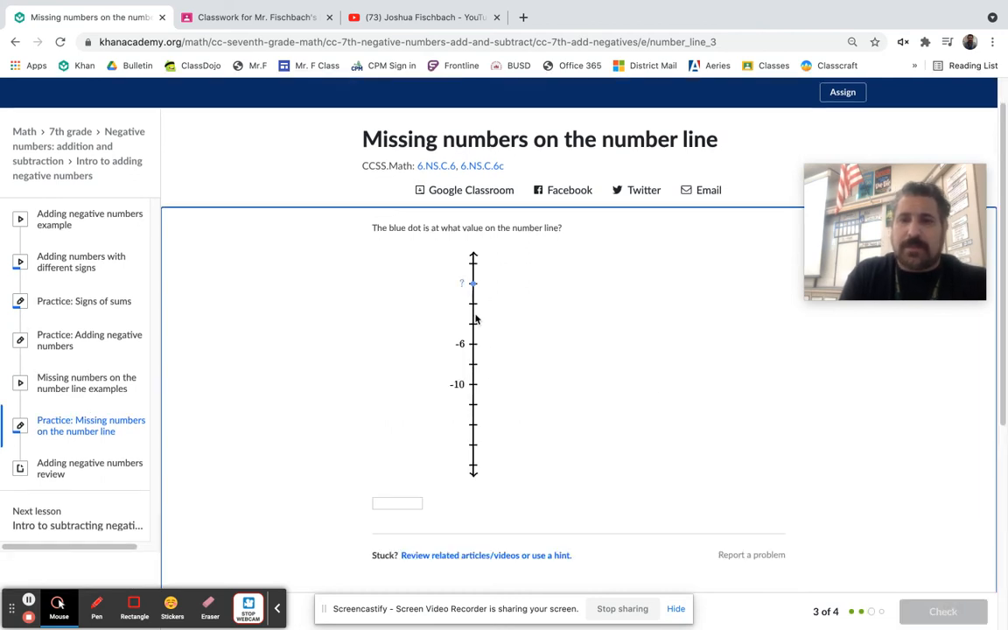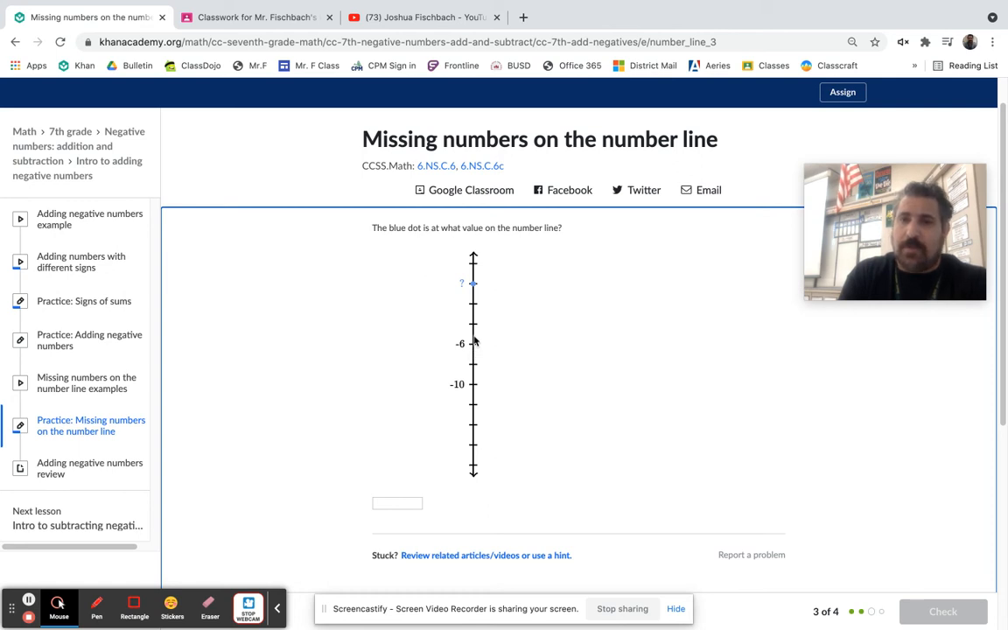Here, up is positive and down is negative. So from -10 to -6, you're going to be going up 4 because -10 plus 4 is -6. Now there's two sections here, so we're going to divide that distance, that value of 4, into two parts. 4 divided by 2 is 2. You're counting by 2's here.